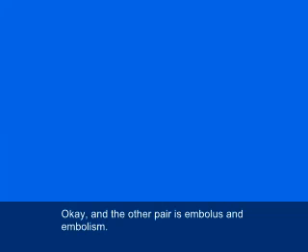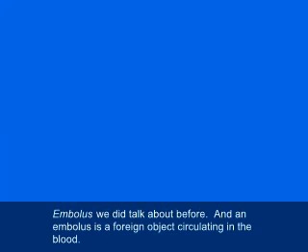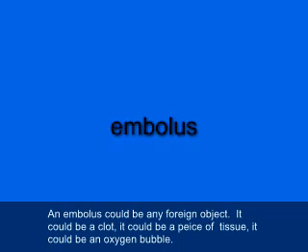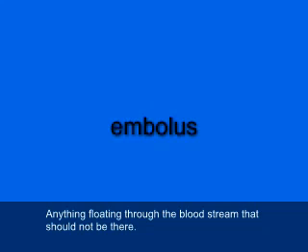Okay, and the other pair is embolus and embolism. Embolus. Embolus, we did talk about before, and an embolus is a foreign object circulating in the blood. Notice that embolus is a more general term than thrombus. An embolus could be any foreign object. It could be a clot, it could be a piece of tissue, it could be an oxygen bubble, anything floating through the bloodstream that should not be there.